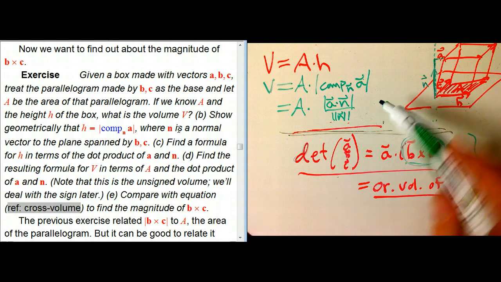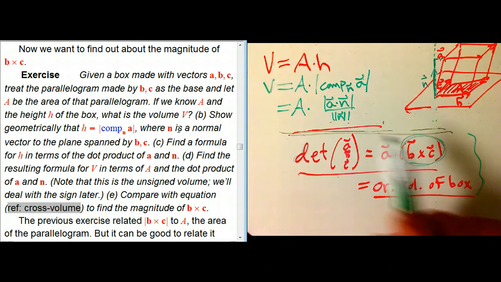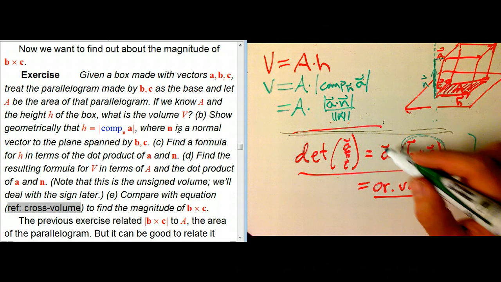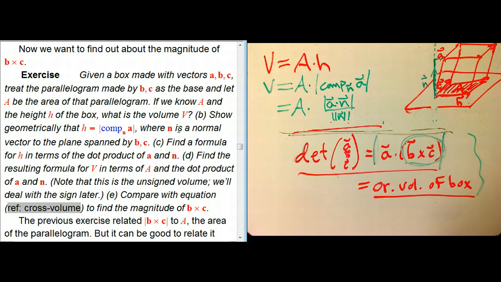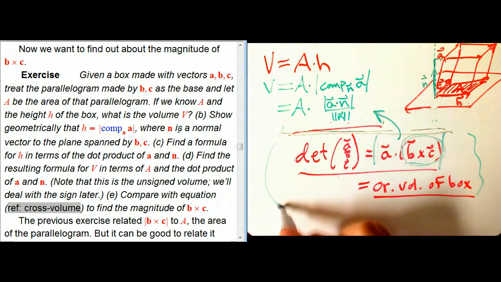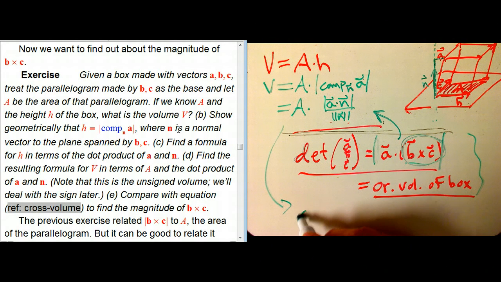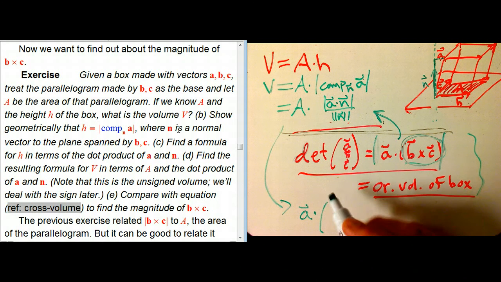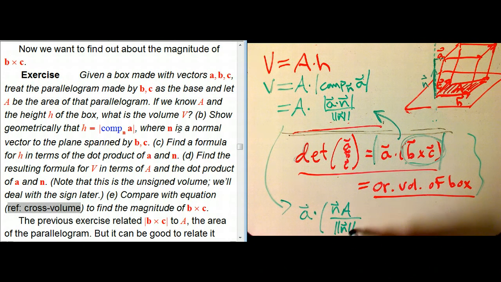Now here's another formula for the volume. This doesn't have the orientation in it anymore, so let's just take the absolute value here as well. These are supposed to be equal. Notice they both have an A dotted with something. So let's rewrite this as A dotted with n times A over the magnitude of n. That's interesting.